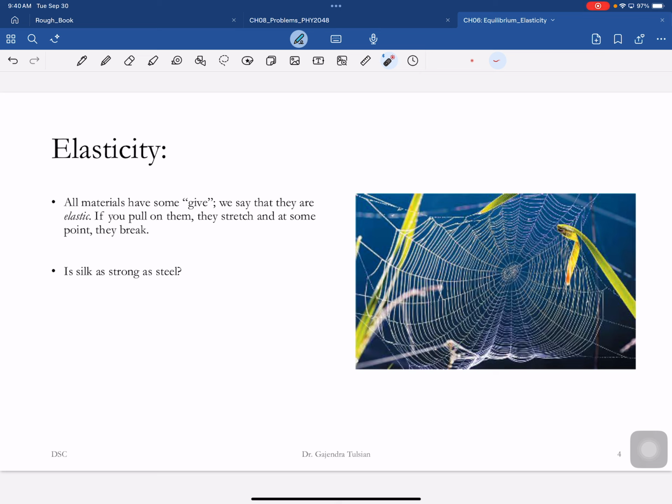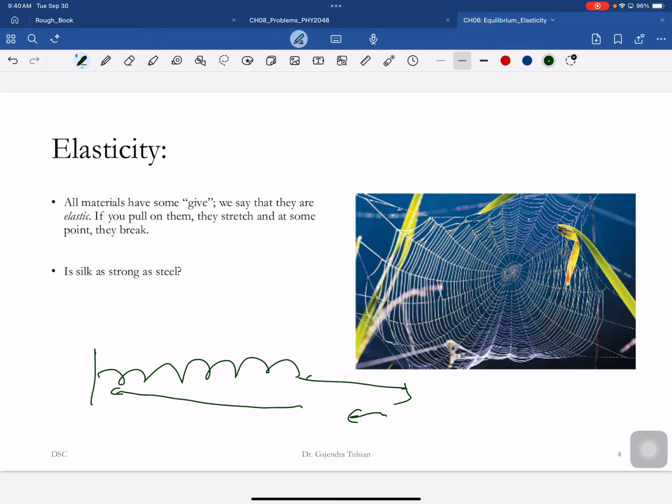Now, here's another property that you're interested in. You've all seen springs. When you stretch a spring, you store energy in it, and when you let go, the spring goes back to its original length, and it gives back all the energy. If you take this silk fiber and stretch it, it stretches like a spring. But this guy doesn't give back all its energy. This guy gives back about 35% of its energy.